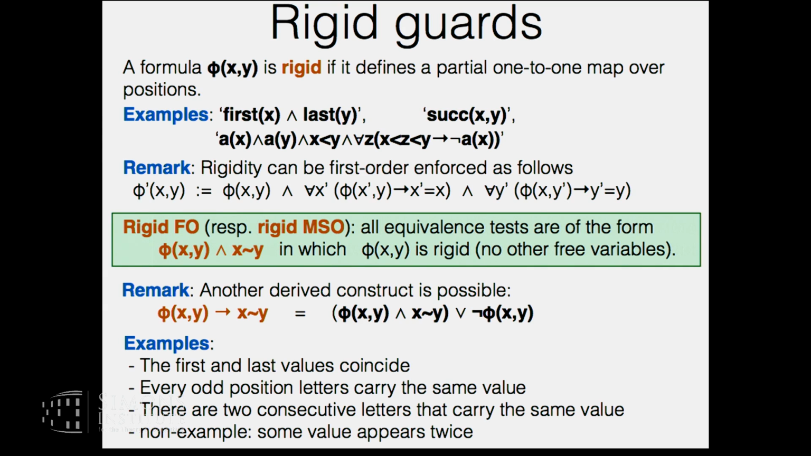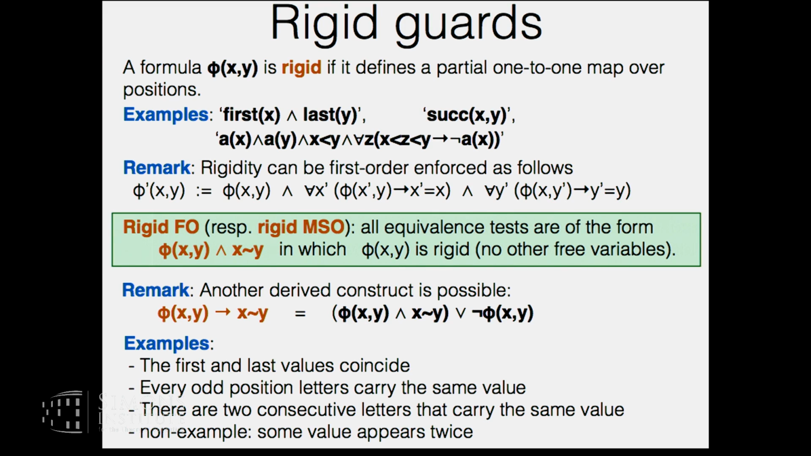So now in this logic, we can pick our example. The first and last value exist. That's because there exist x, y such that x is equivalent to y, but you guard it by first of x and last of y, which is rigid. So it's a valid thing.